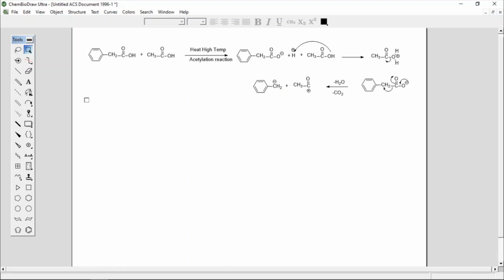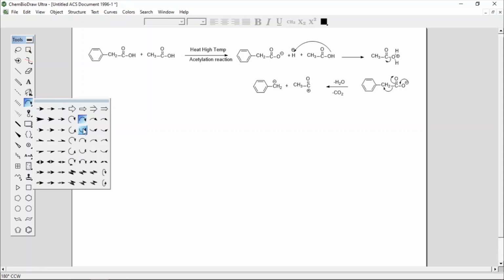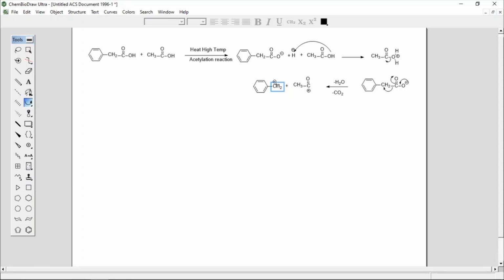Okay. So the next step, this CH2 minus will attack on this acylium ion. The carbanion will attack on this electrophile acylium ion, and you will get the product, that is phenyl acetone. You will get product phenyl acetone.